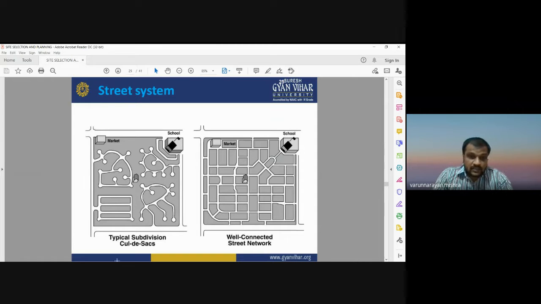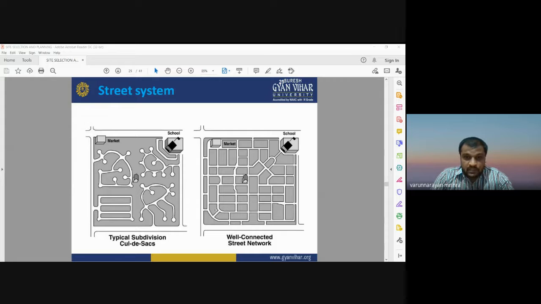Street system is very important. We need to check what kind of street system there is, so that it will be easier for anyone to travel or move around that study area. These are the two ways in which we can have the street system. A typical subdivision has an uneven pattern of streets, but in the right-side figure you can see an even pattern of the street system, and all the streets are well connected with each other.